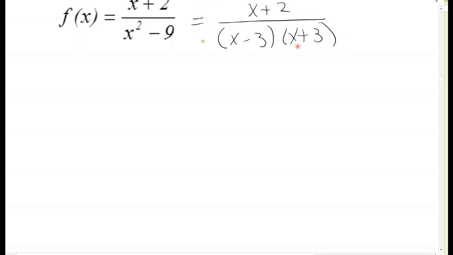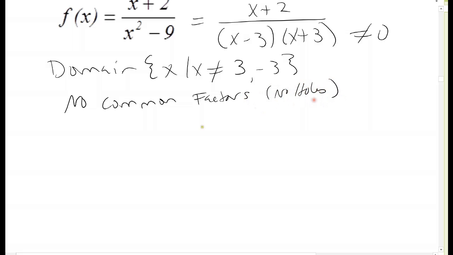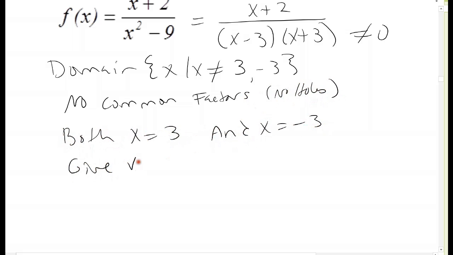All right, next example. F of x equals x plus 2 divided by x squared minus 9. So again, I'm going to write it in factored form. So x plus 2 up top. The bottom factors into x minus 3 times x plus 3. No common factors. So the domain, again, this cannot be 0, is every x such that x does not equal 3 and -3. There are no common factors. It means you can't reduce it, so there are no holes in the graph. And so that means both x equals 3 and x equals -3 give vertical asymptotes.